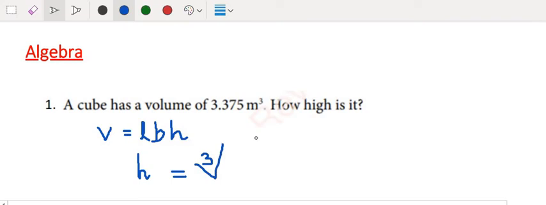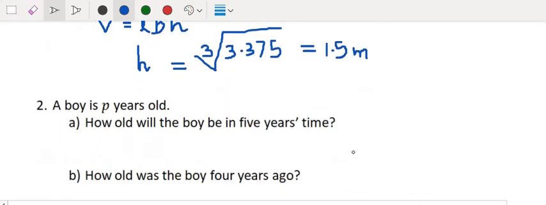So we find the cube root of 3.375 is equal to 1.5. So the cube is of height 1.5 meter. Move to the next question.